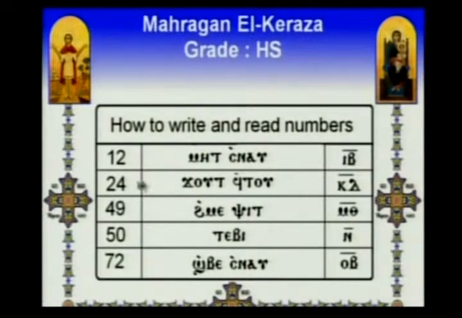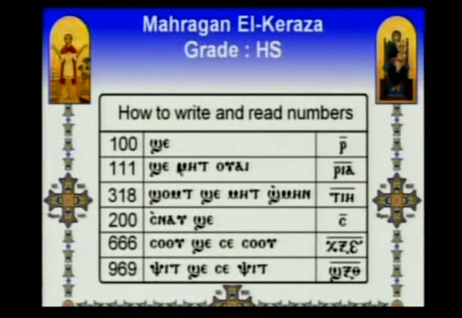Now, how do we read this? When 12, as I said, it is meet isnav. You get it from the table, so it's meet isnav. 24 would be gut if 2. That's the way it was written in the manuscripts, they would write it this way. So 24 is gut if 2. 49 is ehmepsit. 50 is tevi. 72 is ve isnav. I have some more numbers here.